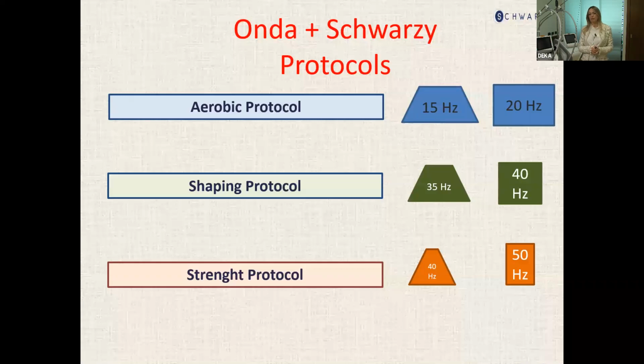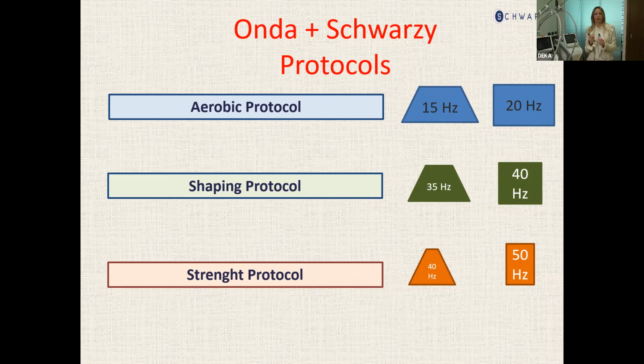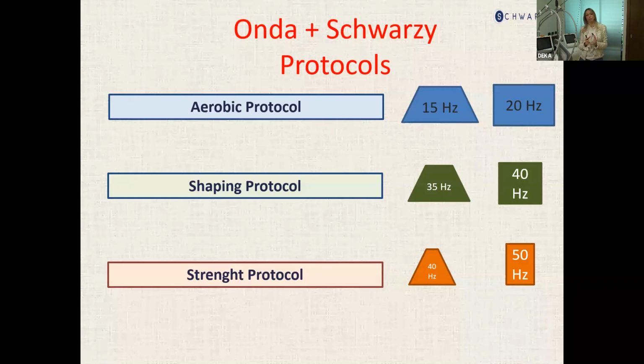The aerobic protocol is very useful for the reabsorption of the fat treated by Onda and to stimulate a drainage mechanism immediately after treatment. The shaping protocol is suggested after some days for treating fat reduction and even muscle tone. The last protocol is the strength protocol. The strength protocol is suggested for patients who are trained, so when they have a very strong muscle layer, in that case, I can use the strength protocol. The strength protocol is the only protocol in the Schwarzi device that can work on fast fibers. So the other two protocols are suggested for people that are not used to going to the gym or doing exercises, that are not trained.